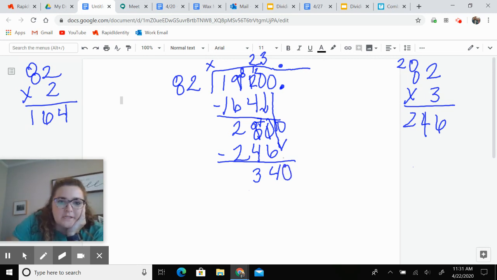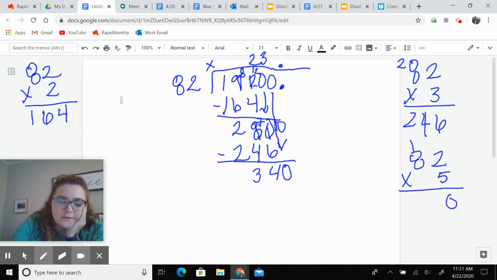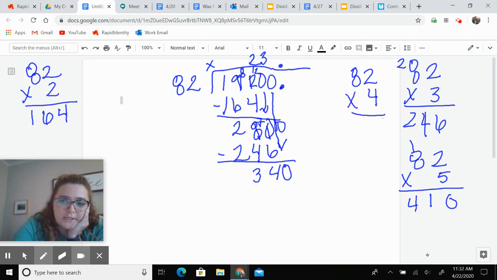All right, now I'm thinking about how many times can 82 go into 340? Well, I know it can go in more than 3 times because 340 is a lot more than 246. So what if we try 5 times? We'll see if that works. Might not work, might have gone over. 5 times 8 is 40 plus 1 is, oh, we definitely went over. So now we know it can only go in 4 times, but we need to figure out what 82 times that 4 actually is.